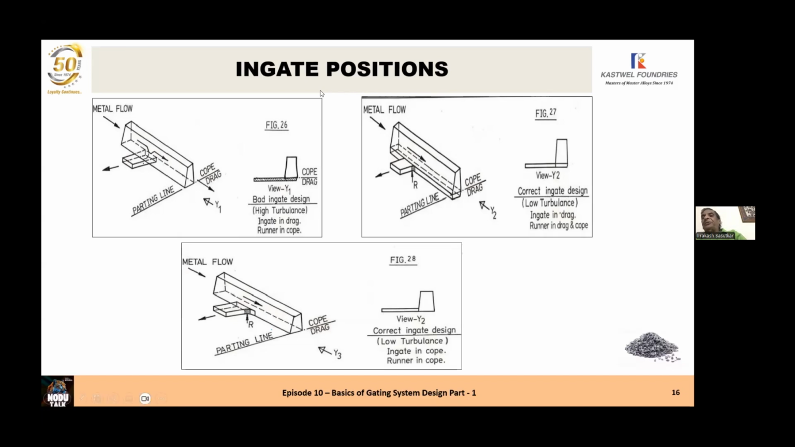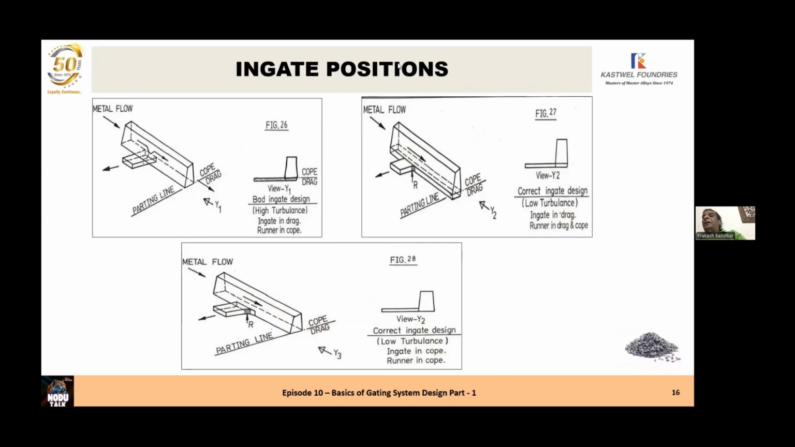So this is one mistake most people sometimes make, and they end up with some defect in the casting which they are not able to eliminate. If you have to use the ingate in the drag, then part of the runner should also be in the drag along with the ingate, so that the bottom surface of the ingate and the bottom surface of the runner are in the same plane, so that when the metal flows, there is no disturbance to it. Is that clear? This design is shown in figure 27.